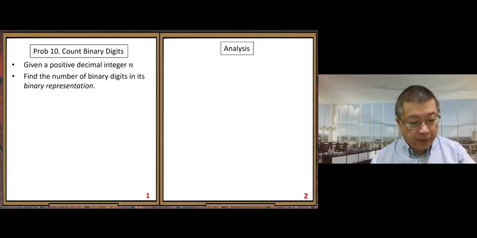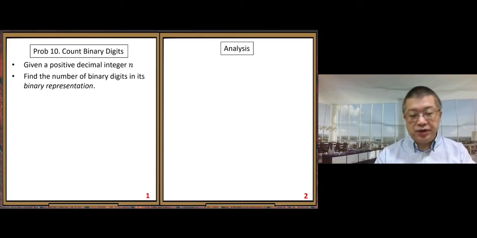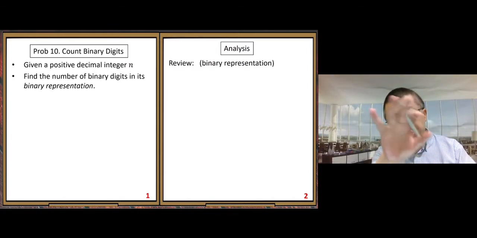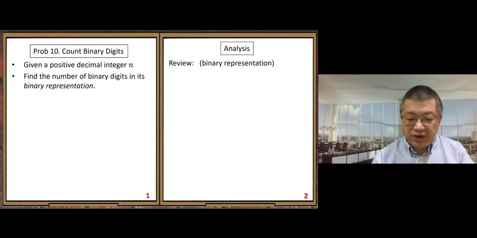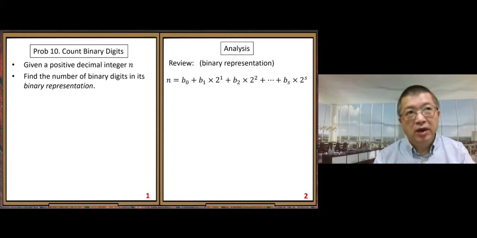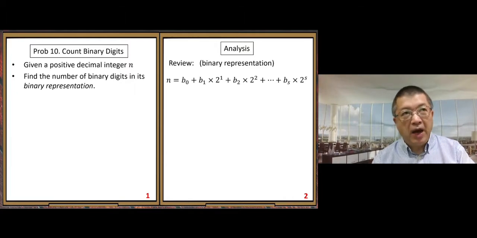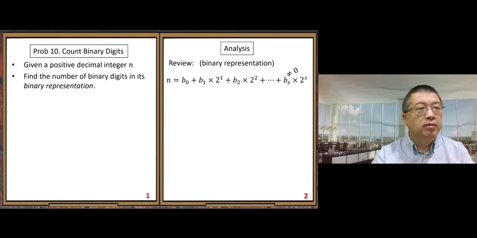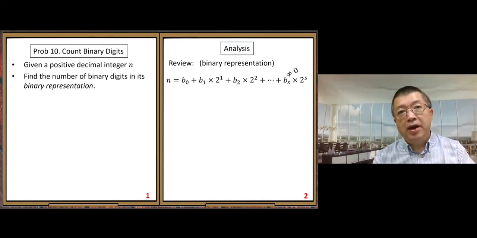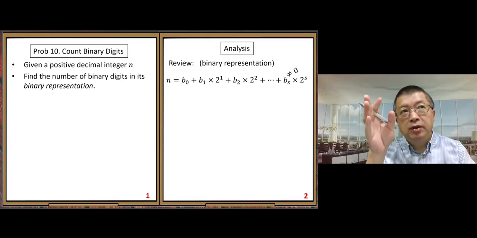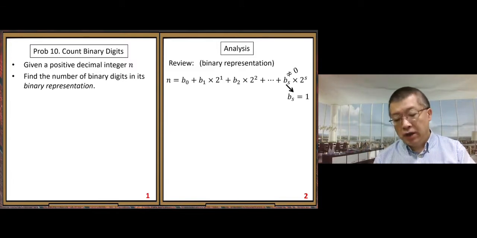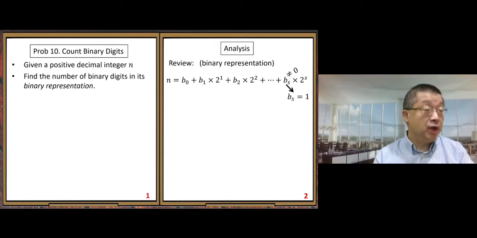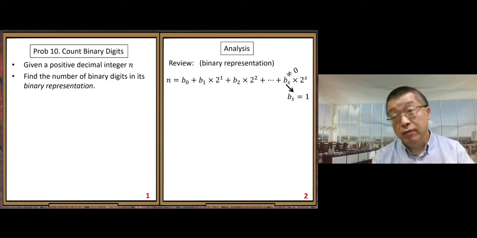All right, now let's do the analysis. First, we want to look at the general form of the binary representation. It's like this. Based on your discrete math, you have this representation. But here we should assume the most significant bit, b sub s, is not equal to 0. So it can only be 1. 0 or 1, so it must be 1, the most significant bit.